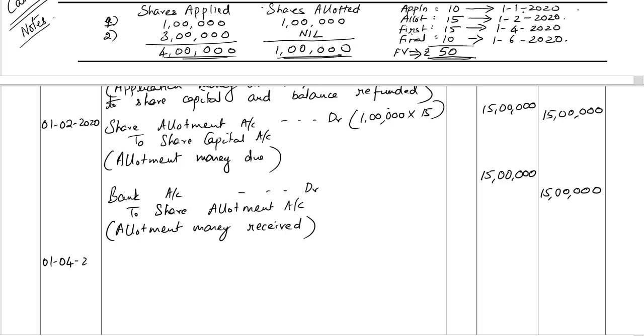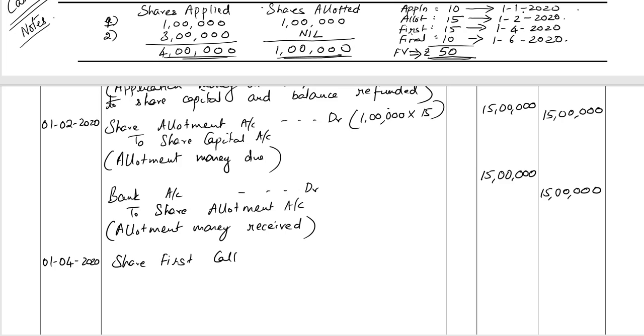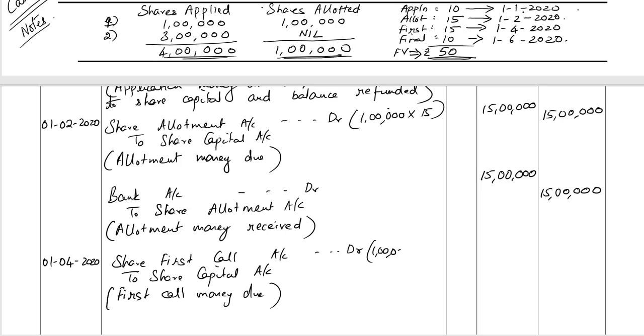On 1st April 2020, the first call money becomes due. Share first call account debit to share capital account. For the first call money due, amount due on 1 lakh shares at the rate of rupees 15 per share. The amount is 15 lakh rupees.